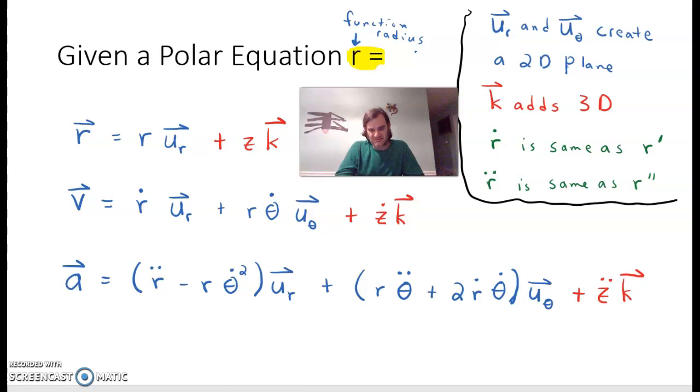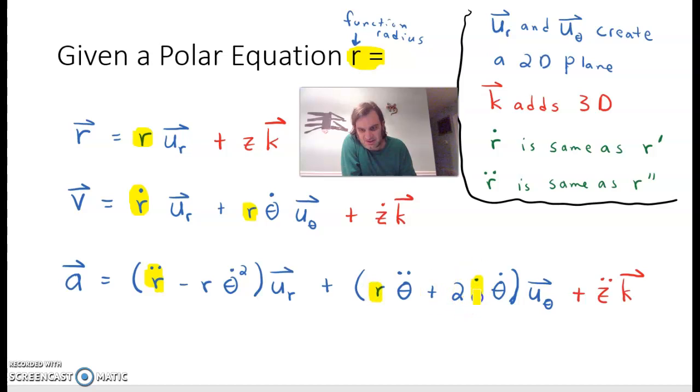So we could take an r function, a radius function in terms of theta, and try and define it in terms of x and y, or in i and j for that matter. But what we really want to do is put it in terms of the polar coordinate unit vectors, u_r and u_theta. Down here I have several of those listed. First of all, make sure you understand that every time you see r, that's the function.